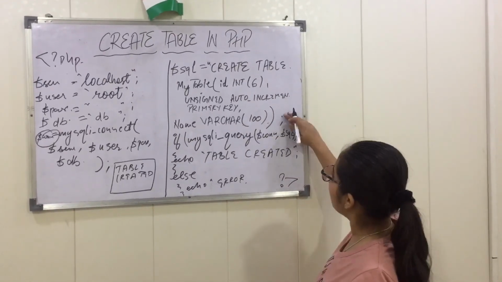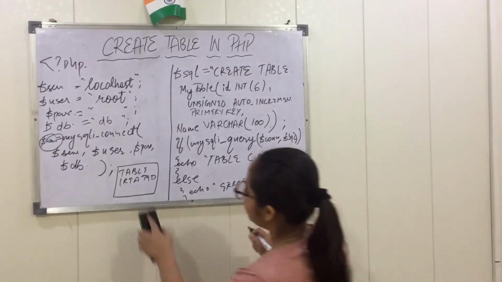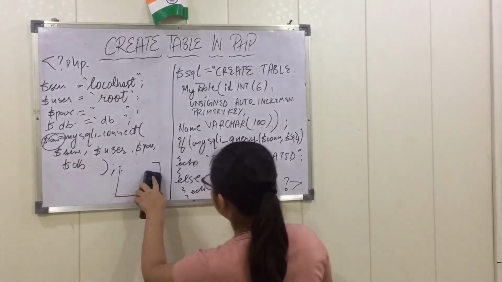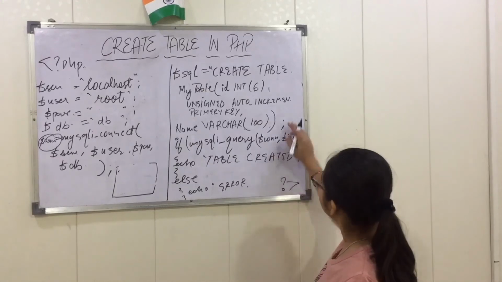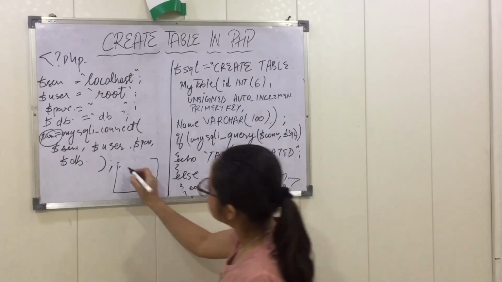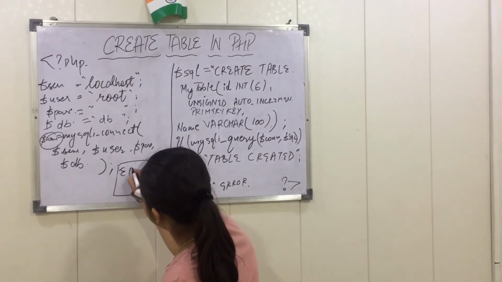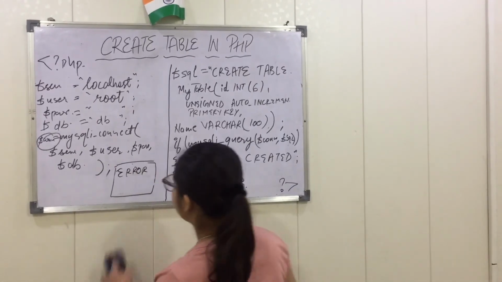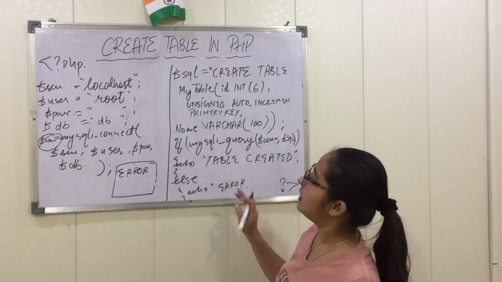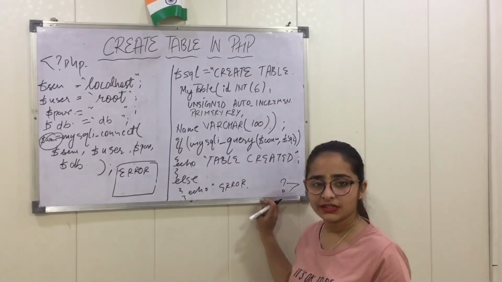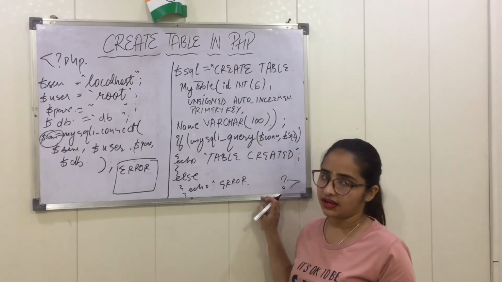But suppose I made a mistake here, suppose I put a comma here or I erase a double quote or make any other mistake, then this will be a false statement and else will be performed, that is an error, because I haven't put the double quotes, so it will be displayed as error because my coding is not correct. So in this way we can create a table in PHP with the help of PHP and MySQL database.